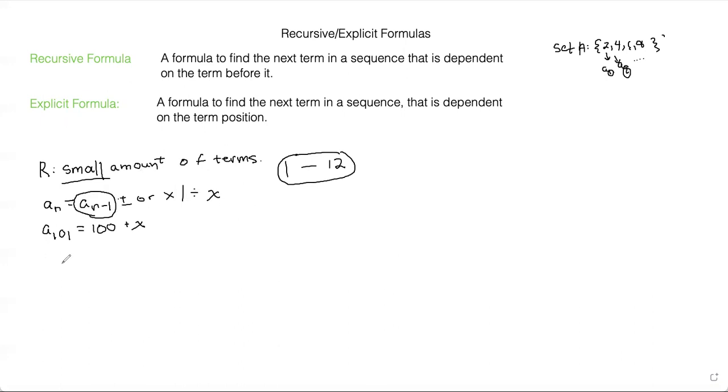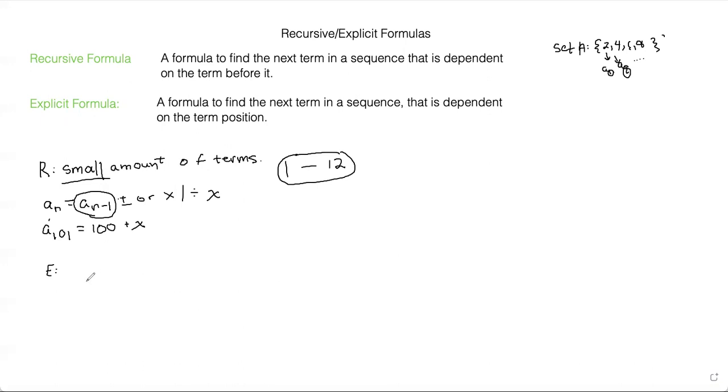So what about explicit formulas, right? Explicit formulas you use when you have a large amount of terms, or even just a lot. Explicit can be used anywhere, right? It's one of the most efficient ways to find the next term in a sequence. So really there are no restrictions on when to use explicit. And actually neither are there on recursive, but it's just a suggestion that you don't use it when you have a large amount of terms.